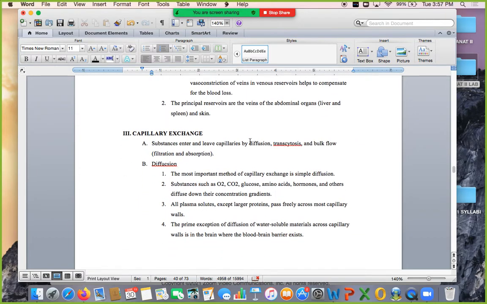So capillaries are going to allow substances to leave by diffusion and bulk flow.